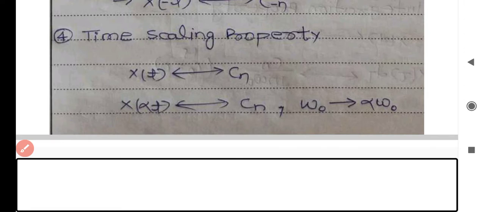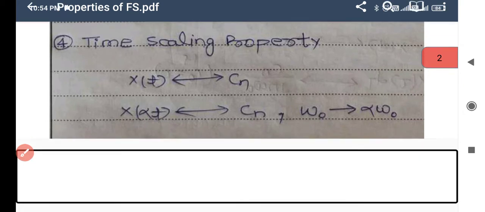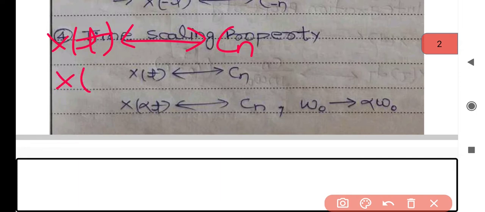Now another property was the time reversal property, in which we have seen that if a signal x(t) produces Fourier coefficient Cn, then x of minus t will produce c sub minus n. This property is called time reversal property of the Fourier series.